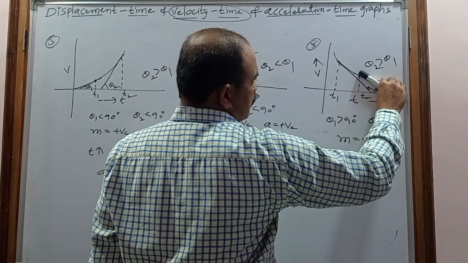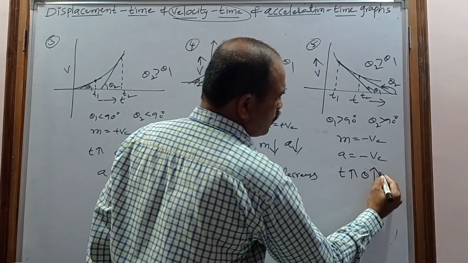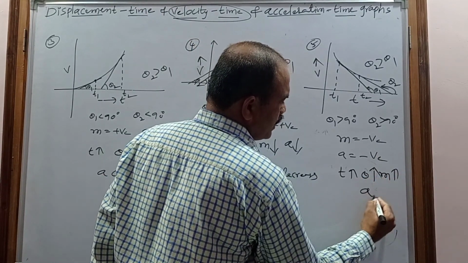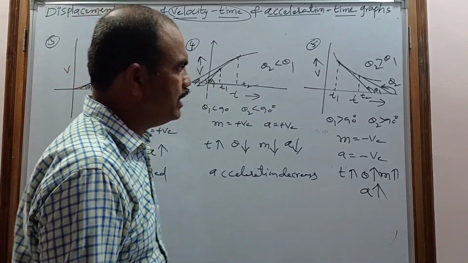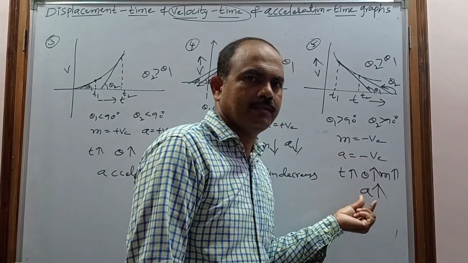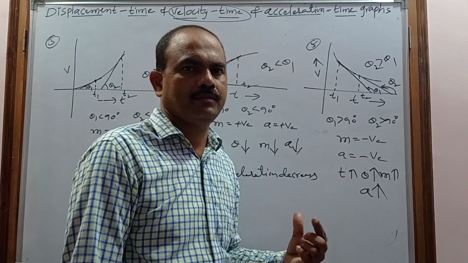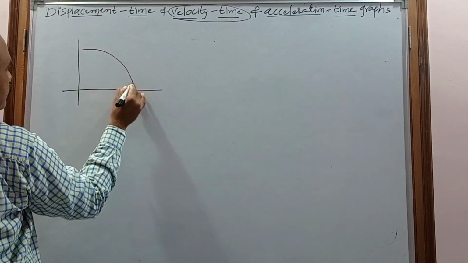Observe, that's why the theta value is increasing, the slope also increases, and the acceleration also increases. The acceleration increases, but it is negative, so it increases negatively. It will be like this.